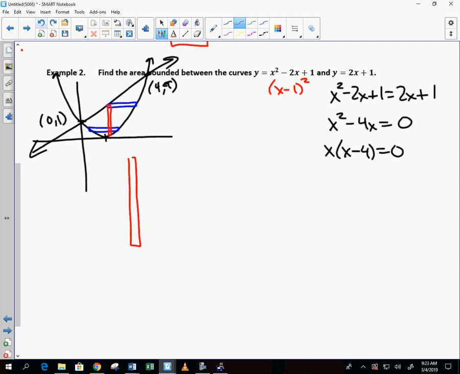It's a vertical rectangle because it's measuring a vertical distance. The width is horizontal. So dx tells me that I'm going to use x units for my bounds. So therefore, I have a very simple integral. The integral from what to what? 0 to 4, because I'm using x values, of the top, 2x plus 1, minus the bottom, dx.